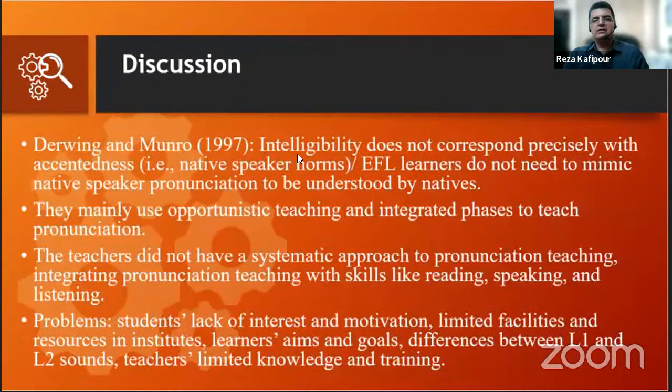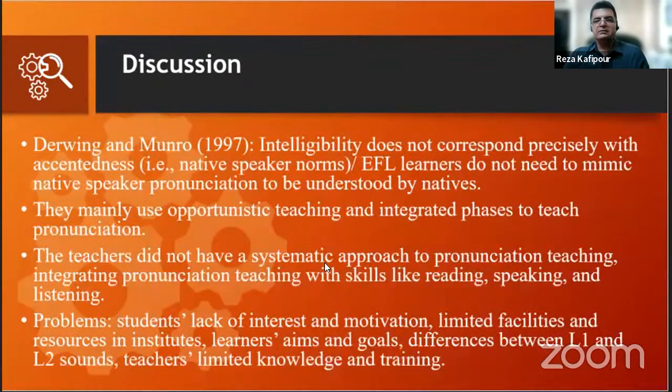The next point, intelligibility does not correspond precisely with accentedness. It means EFL learners do not need to mimic native speaker pronunciation to be understood by natives. Following a standard accent is enough. They mainly use opportunistic teaching and integrated phases to teach pronunciation. By they, here we are referring to our participants in this study.